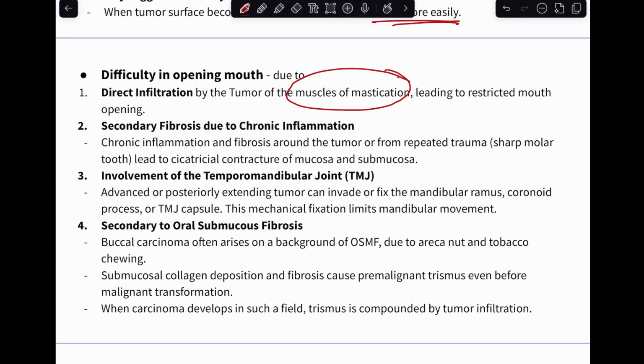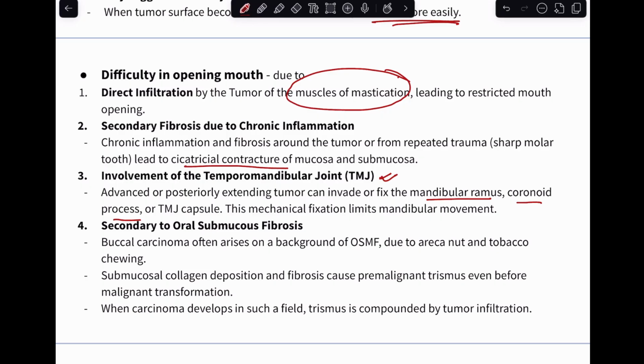Second is if there is secondary fibrosis happening because of chronic inflammation. So any chronic inflammation around the tumor region or from repeated trauma because of a sharp tooth can lead to development of cicatricial contracture of the mucosa and submucosa, leading to difficulty in opening mouth. Third, it could actually involve the temporomandibular joint. In that case, it will be an advanced disease when it has involved the temporomandibular joint. So this can invade either the joint or the mandibular ramus or the coronoid process of the mandible.